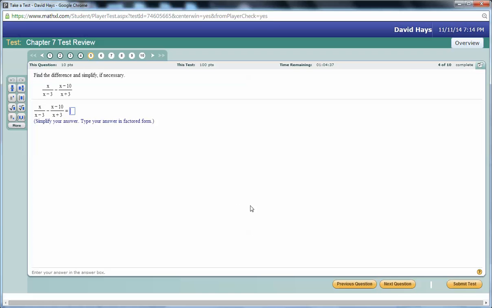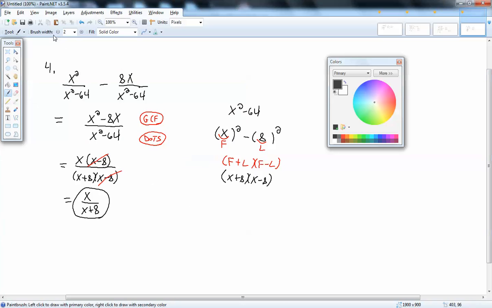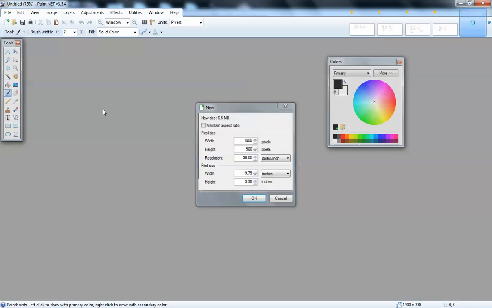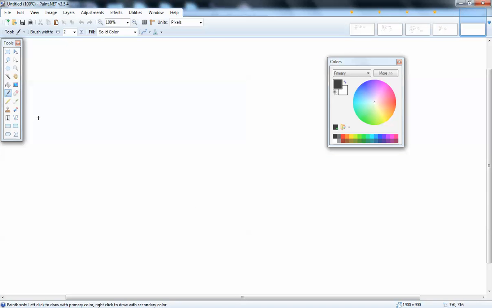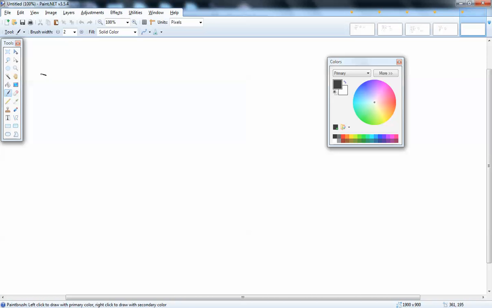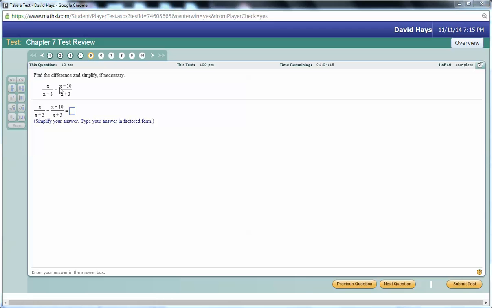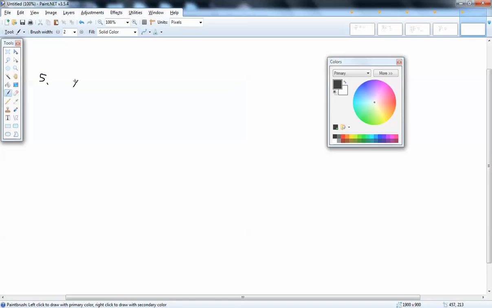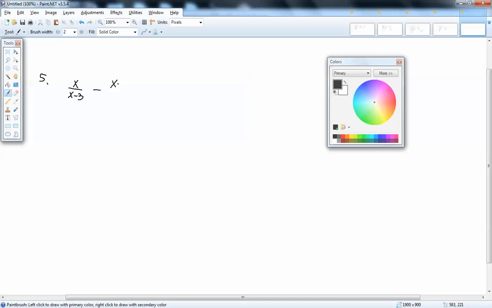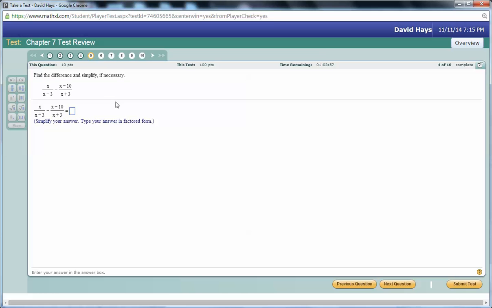And number 5 is, okay, subtracting rational expressions. They got different denominators. This is problem number 5. And we got X over X minus 3 minus X minus 10 over X plus 3.